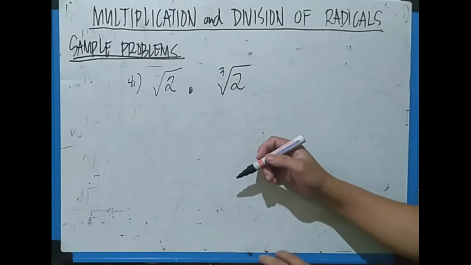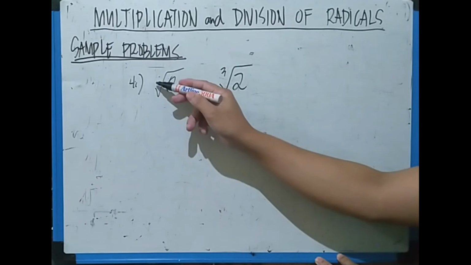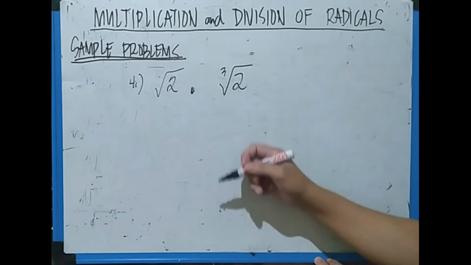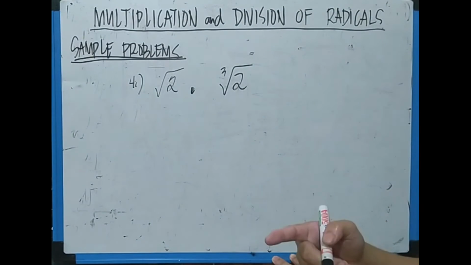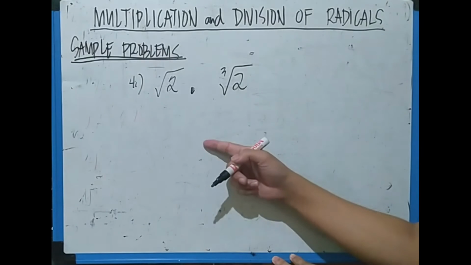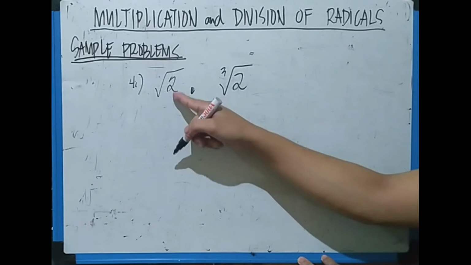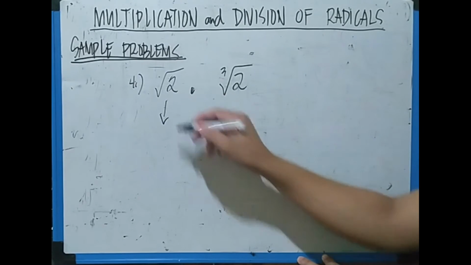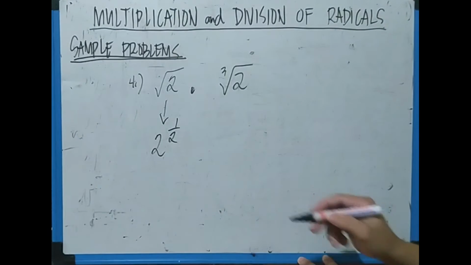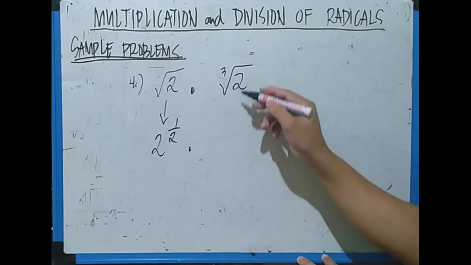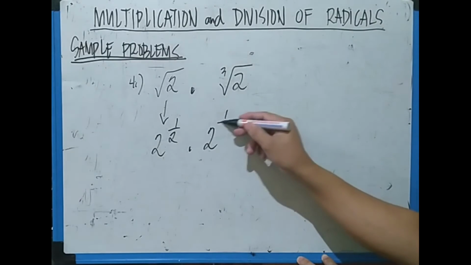What we need to do is, our target is to make their indexes the same. So we will simplify this and convert it back to rational exponents, so the exponent becomes a fraction. The square root of 2 is also equal to 2 raised to 1/2, and the cube root of 2 is also equal to 2 raised to 1/3.